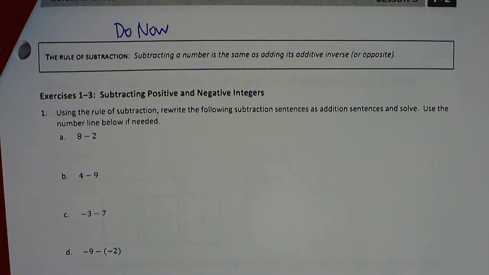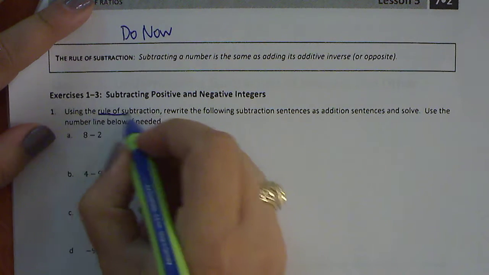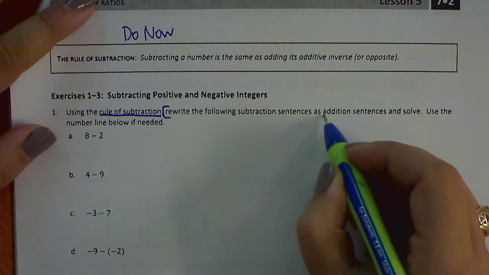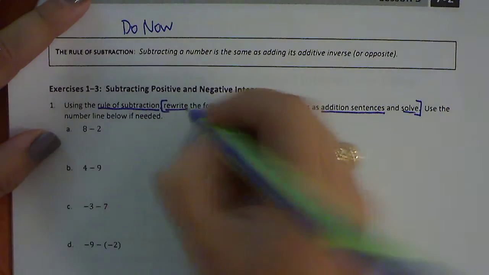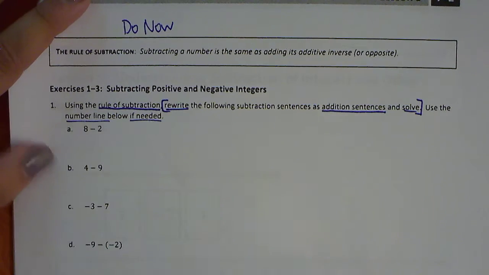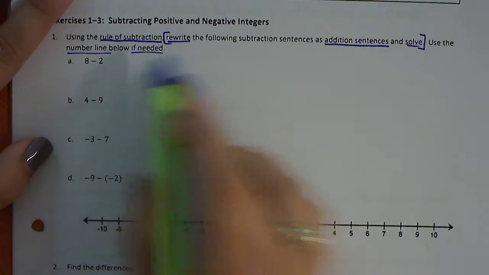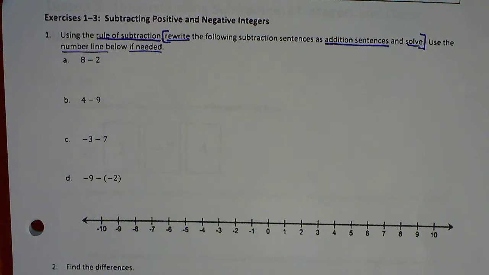That's this page. Starting with number 1, it says, using the rule of subtraction, rewrite the following subtraction sentences as addition sentences and solve. Use the number line below if needed. So there's 4 number sentences. Right now they're subtraction. I'm going to rewrite them as addition and use the number line if needed. This was to jog your memory of how subtraction works with negative numbers and positive numbers.